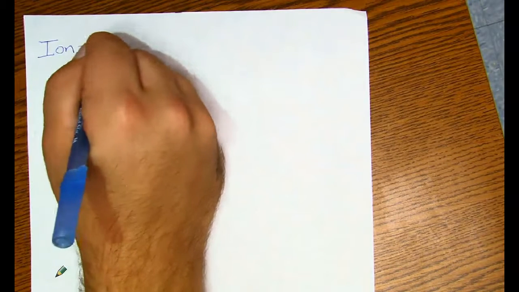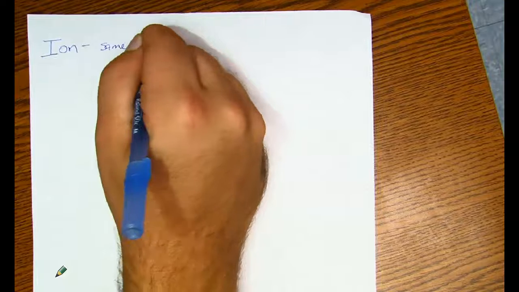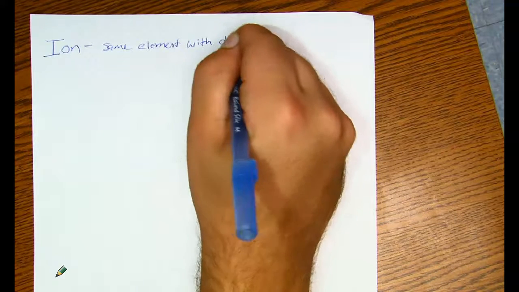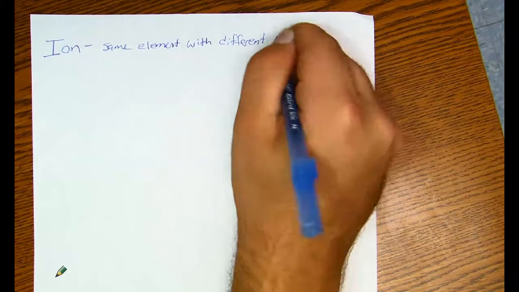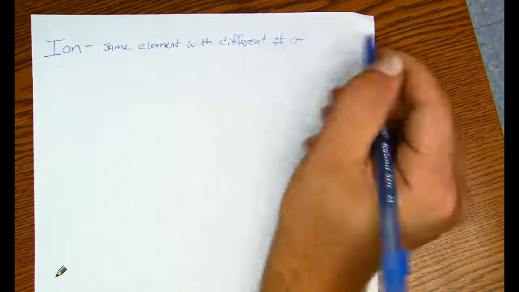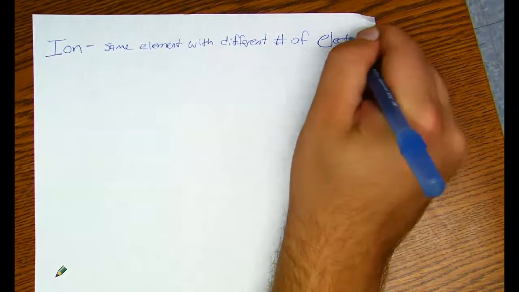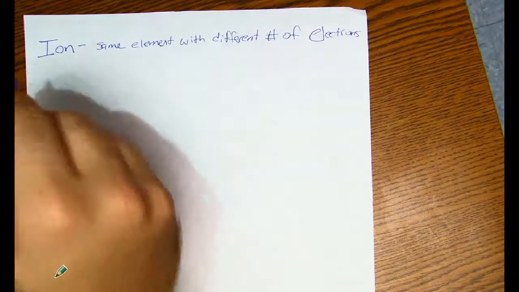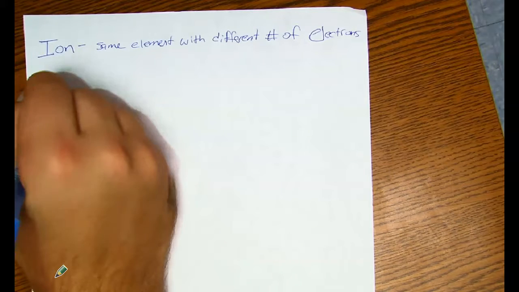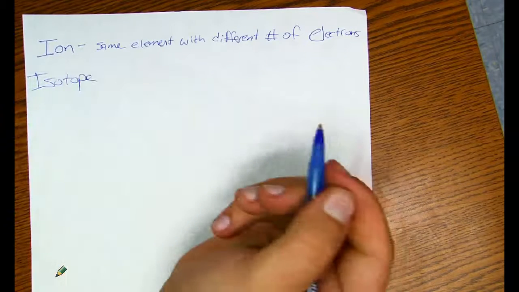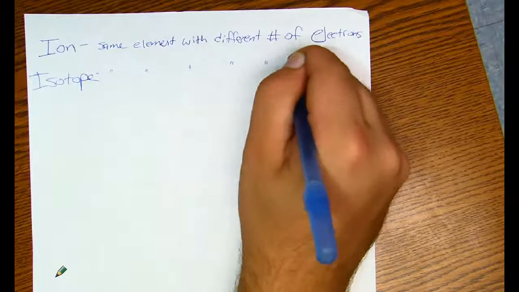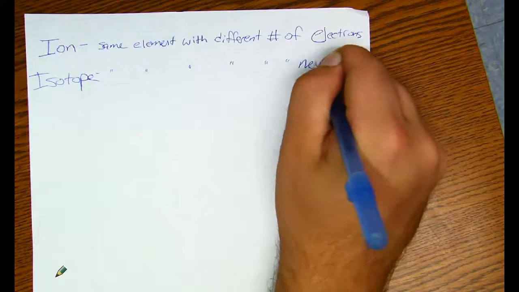The two terms we're going to talk about today are ion and isotopes. Ions include the same element with different number of electrons. Same element with different number of electrons. The other term is isotopes. It is the same element with different number of neutrons.